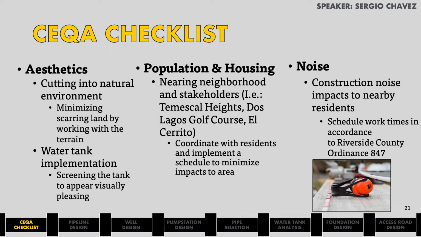In terms of housing and population, we know that construction brings lots of traffic to the area, so we will be implementing work schedules to minimize impacts to the local traffic during AM and PM peak hours. And we will also coordinate with the nearby residents and stakeholders as well. With any construction project, noise can also be an impact to surrounding areas. Therefore, we will also be scheduling work in accordance to Riverside County Ordinance 847, which allows work to be done for certain hours during certain months. I will now hand it over to Cesar to talk a little bit more about this SECA checklist.